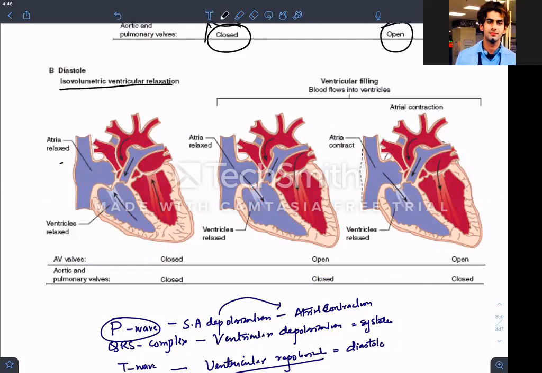Diastole, isovolumetric relaxation. That means I am relaxing. That means the AV valve should close. Very nice. That means the aortic and pulmonic valve should close. Very nice. We are understanding, isn't it? In isovolumetric ventricular relaxation, how can the AV valve open, guys? We are doing diastole, ventricular isovolumetric relaxation.